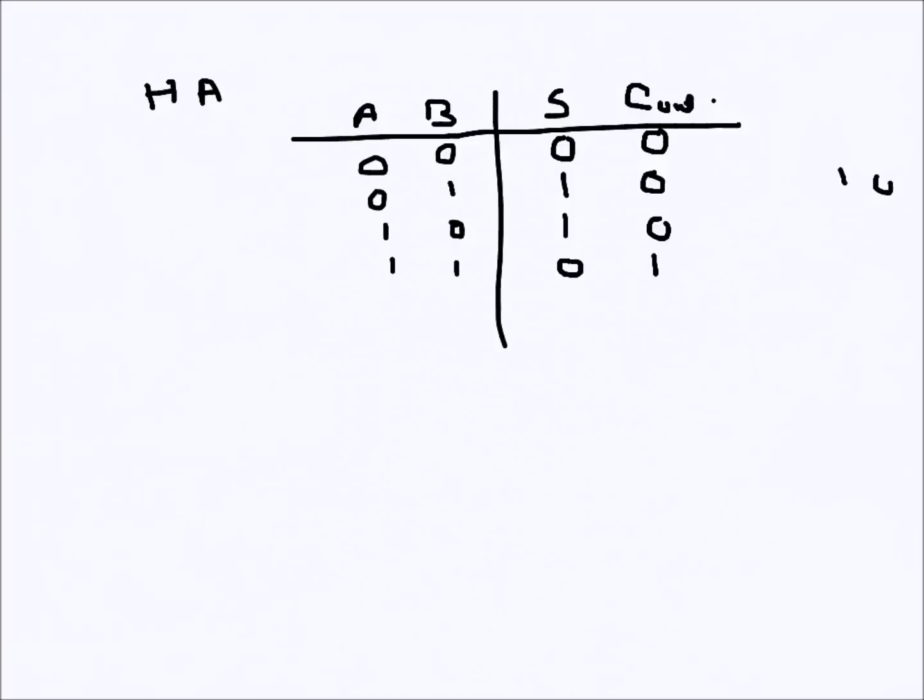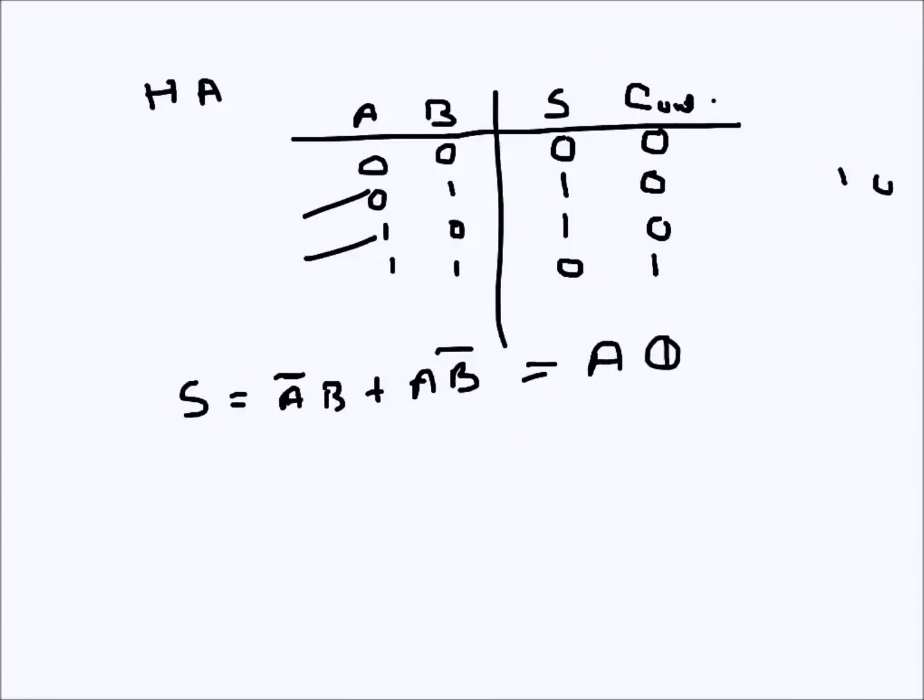So basically if I write the sum of product here for S, that will be A bar B for this one, plus A B bar. That's what this one is, and we know that this expression is actually an XOR expression. A bar B plus A B bar is an XOR. That's the meaning of an XOR. If you look at the XOR truth table, that's what an XOR truth table is.